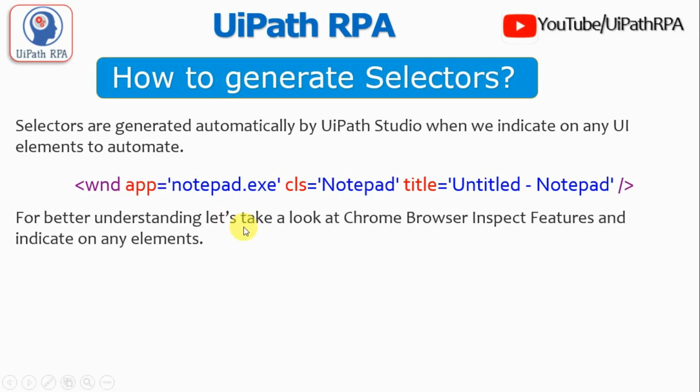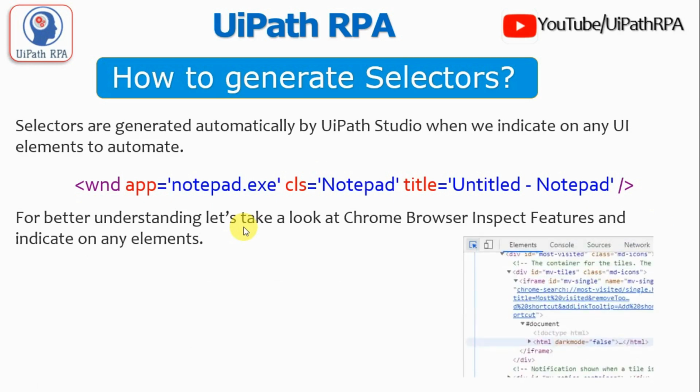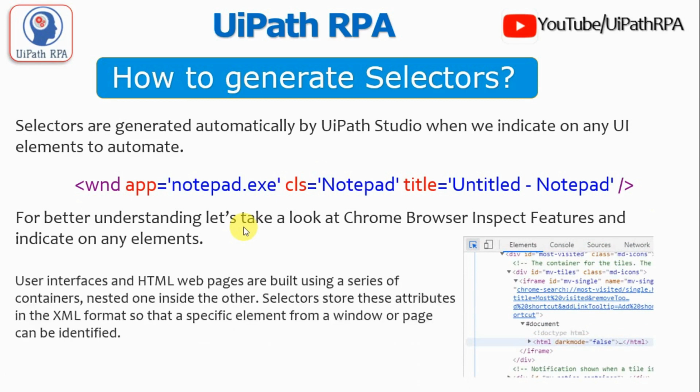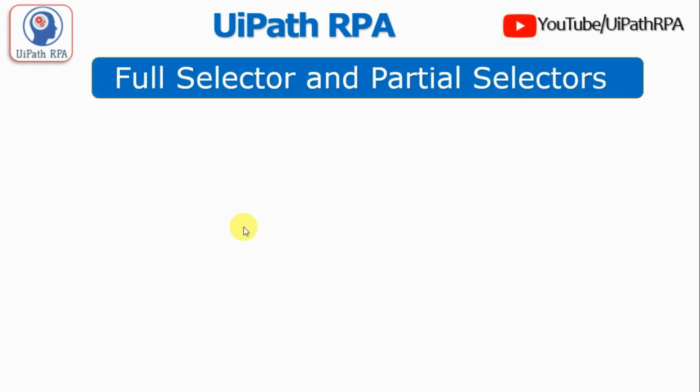For better understanding, let's take a look at the Chrome browser inspect features and indicate on any element. It will look like this. User interfaces and HTML web pages are built using a series of containers nested one inside the other. Selectors store these attributes in XML format so that a specific element from a window or page can be identified.